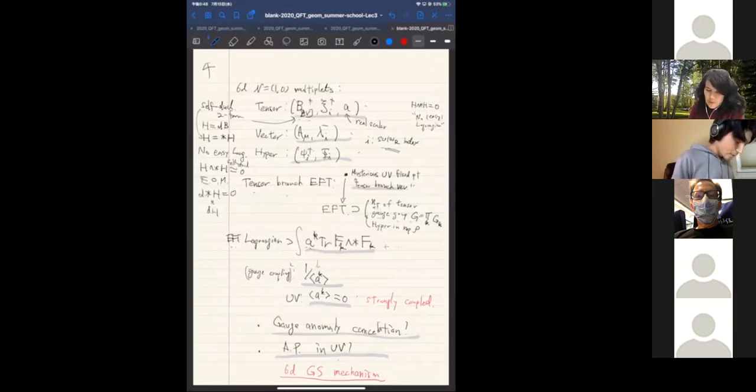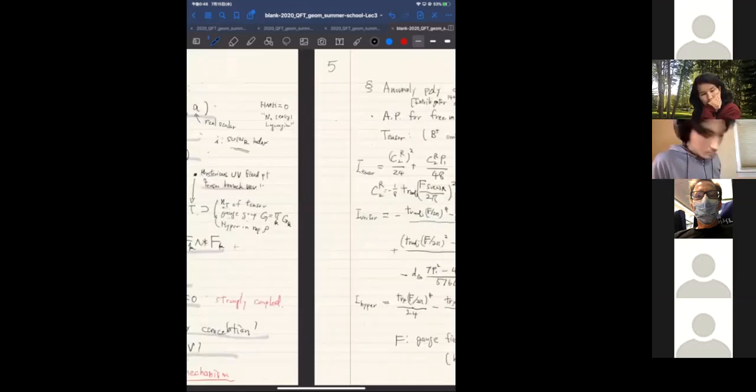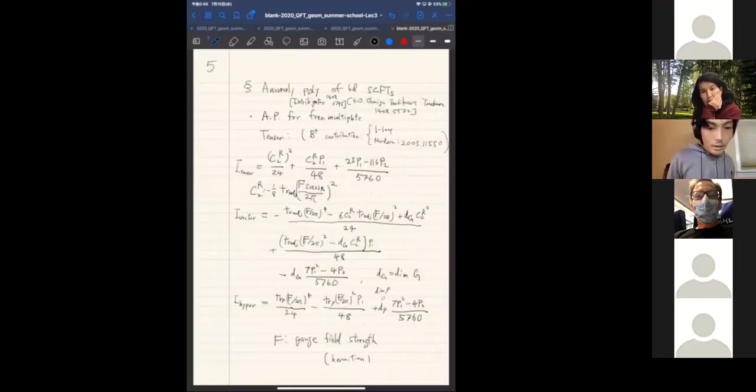The Green-Schwarz mechanism was, of course, introduced for the 10D heterotic string by Green and Schwarz in the original paper. And here, a very similar phenomenon happens in 6D. Okay. So on this page, I just recorded the anomaly polynomial for the free multiplets.